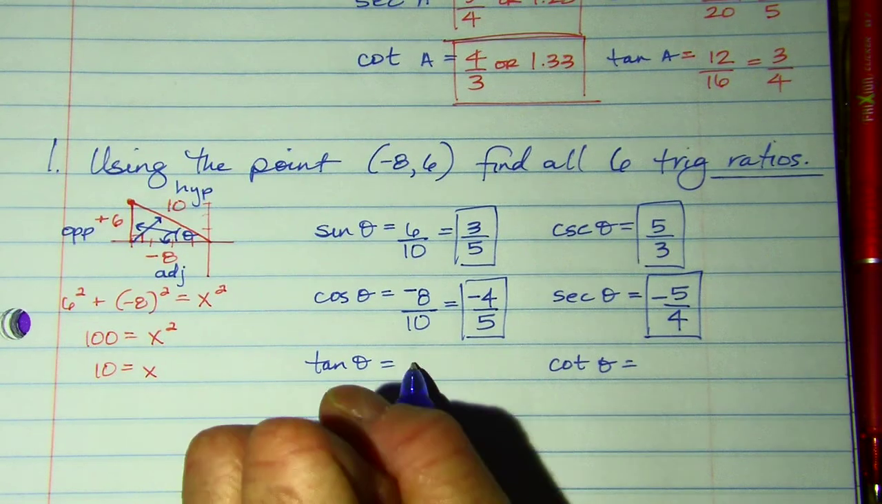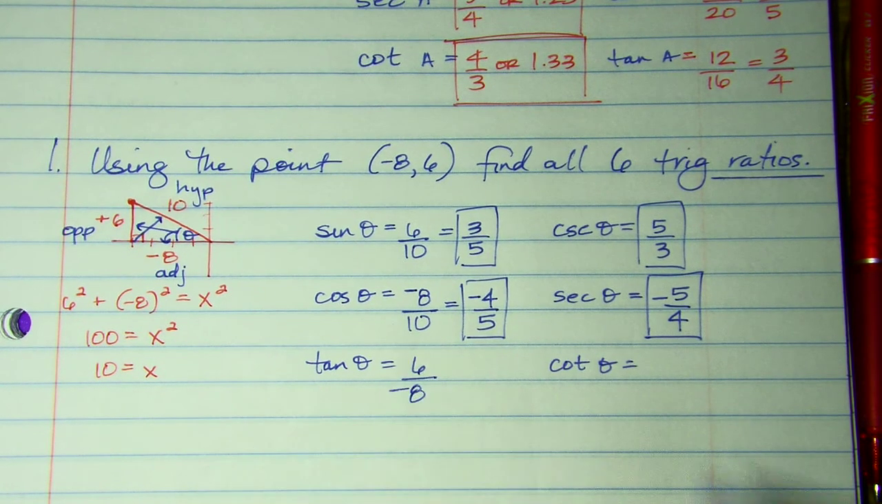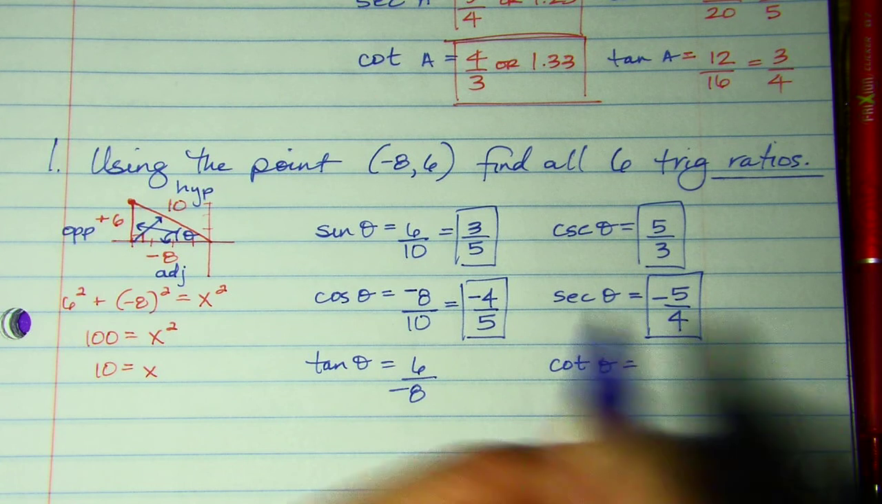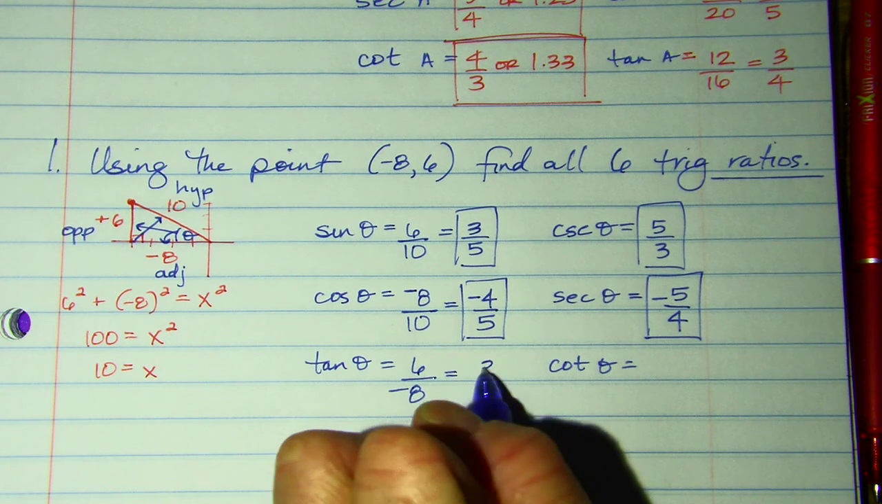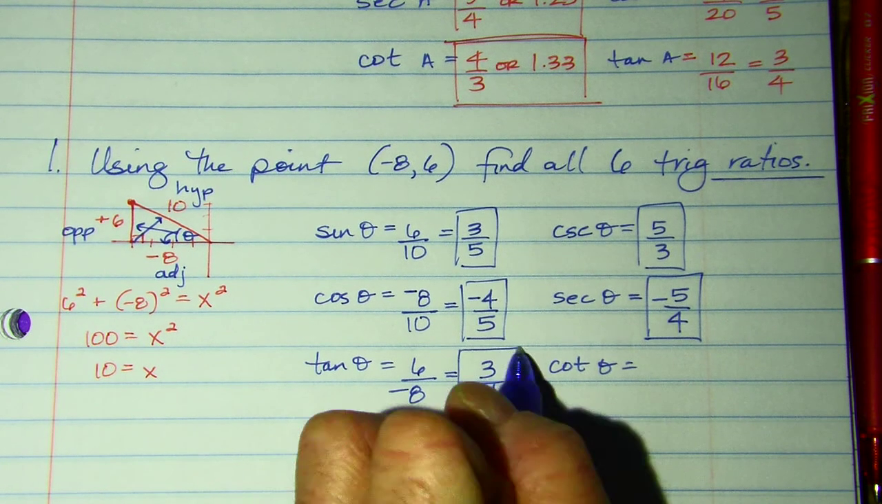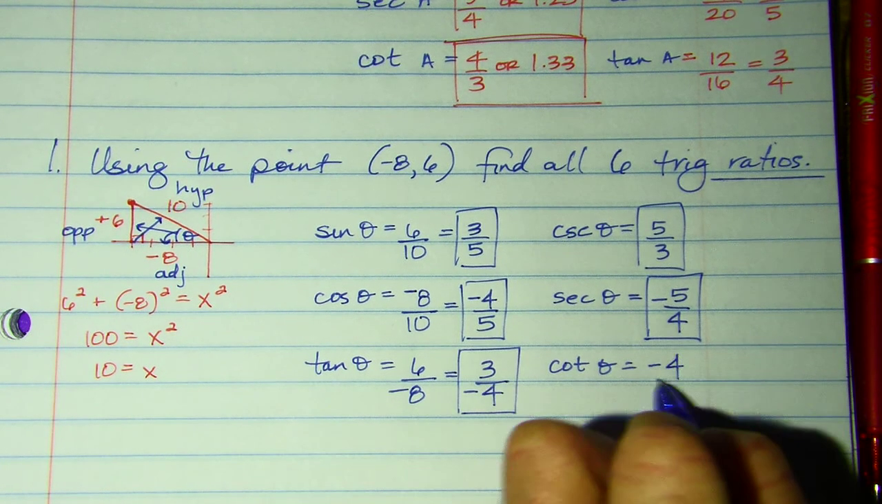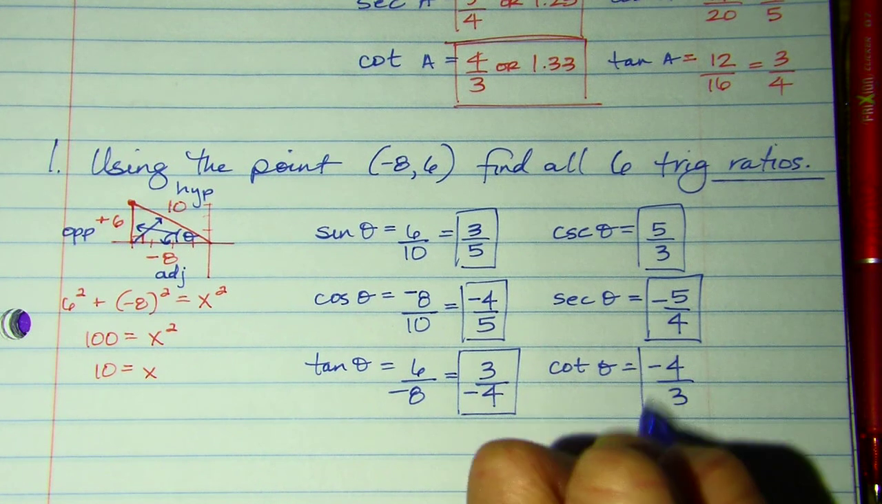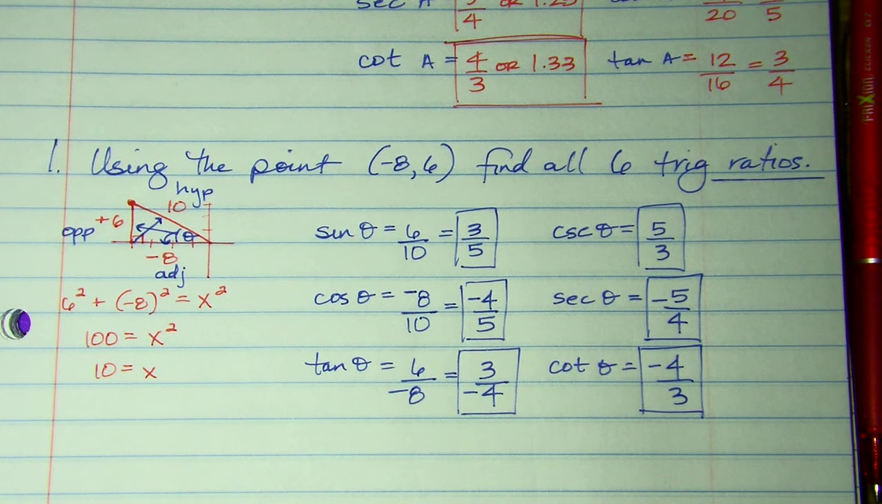Tangent would be opposite over adjacent. Make sure you pay attention to that number. So that's 3/-4, which means the reciprocal would be -4/3. It doesn't matter where you put the negative. All right, so that should cover anything you see on your test and homework regarding ratios.